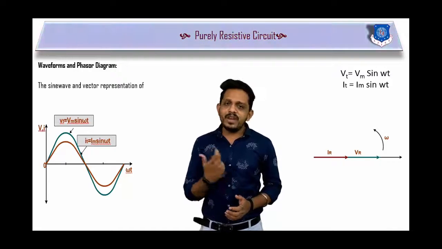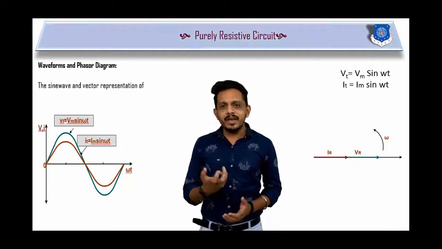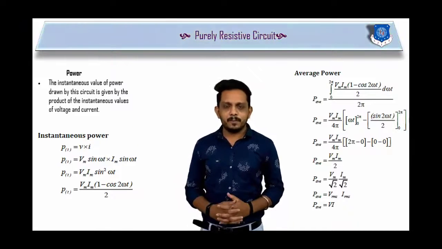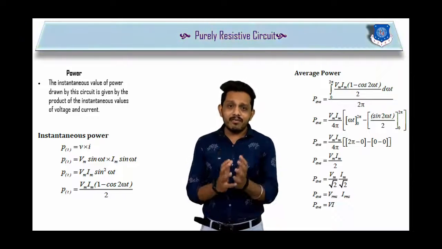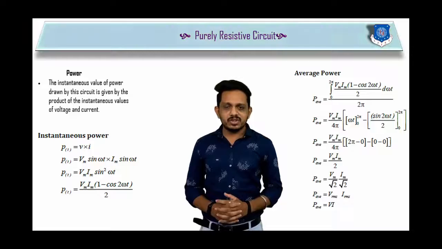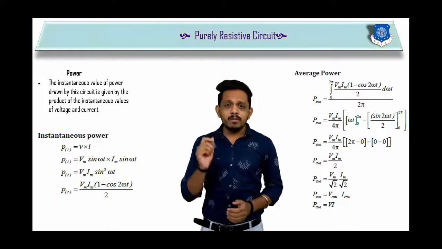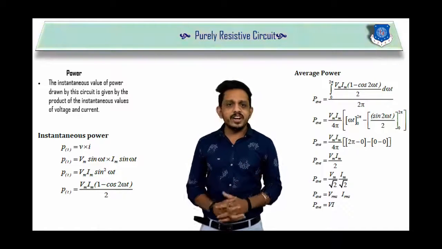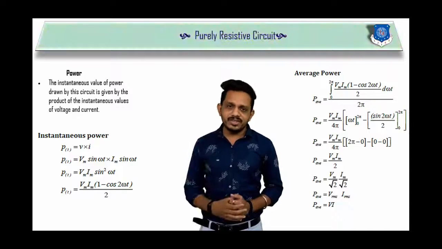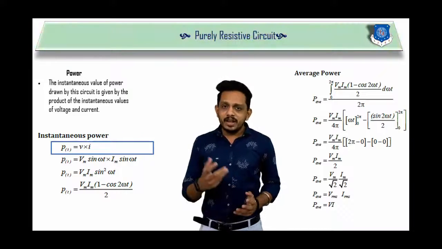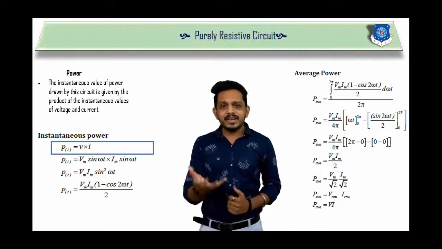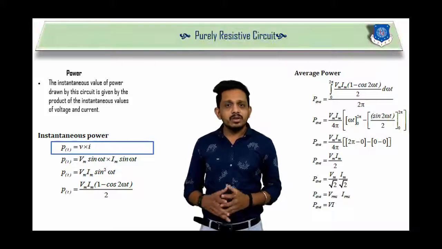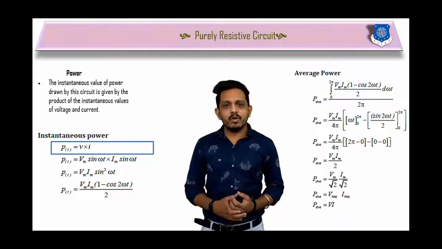Now lastly, we need to derive the equation of power consumption by a pure resistor. So let's see the power consumption equation in a purely resistive circuit. To find the average power consumed by a pure resistor over one complete cycle, before finding the average power, first we need to find the instantaneous power. And instantaneous power is nothing but the power consumed by the resistor at any instant. For example, if you want to find the power consumed by the resistor at 30 degrees, or at 180 degrees, we need to first derive the equation of the instantaneous power.